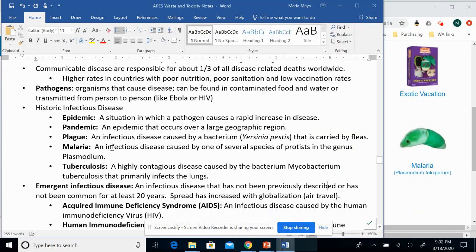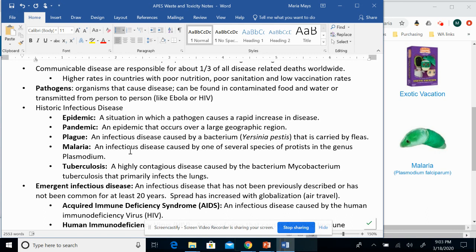All right, so that brings us to malaria, an infectious disease caused by one of several species of protist in the genus Plasmodium. So they are these little tiny protists. And this is an interesting story with sickle cell anemia and the ability to fight off or not be as able to be infected with malaria. So people who have sickle cell trait have very, very low rates of malaria infection, which is probably the main reason why sickle cell trait is much more common amongst people in areas where malaria is endemic.